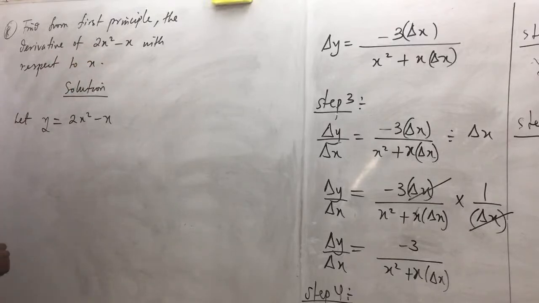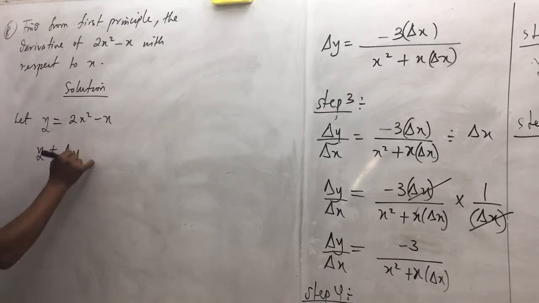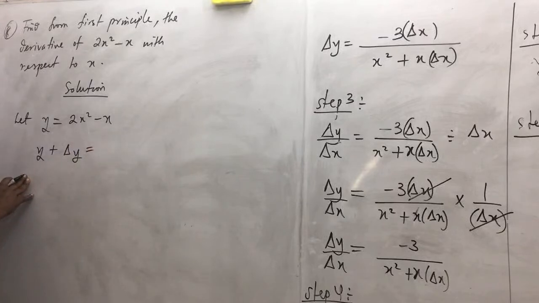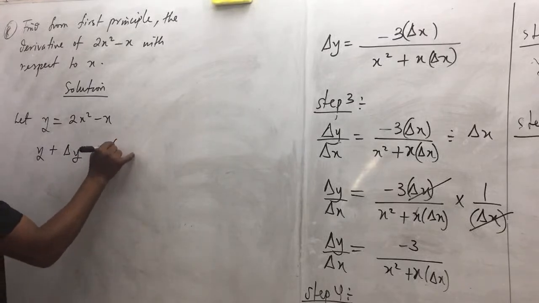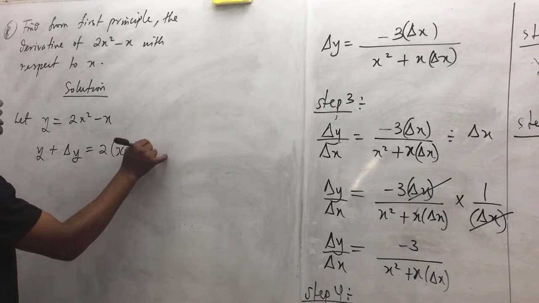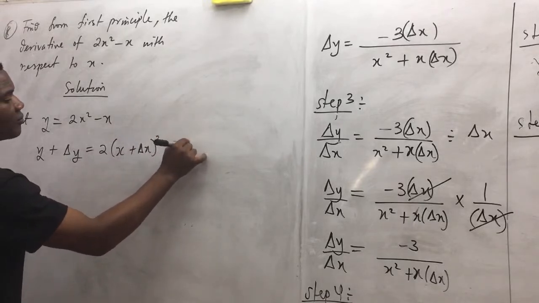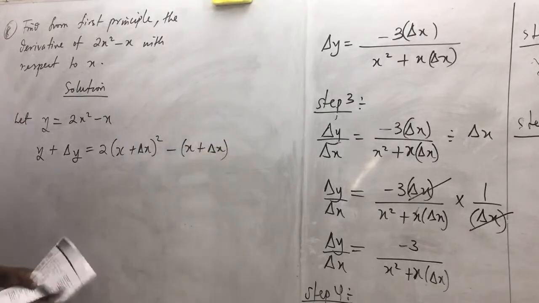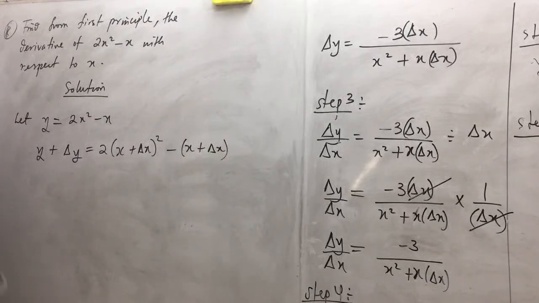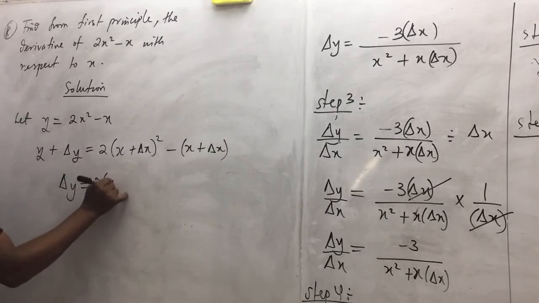Now, using first principle again, the first step I'm going to take will be to increase y and x by infinitesimal changes. So y increases by change in y as a result of x increasing by change in x. Okay? So this is what we have as our first step. Now, I'm going to make change in y the subject of formula, and that would mean having this.